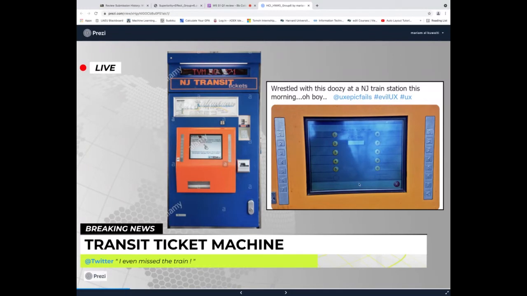Wait a second. Stop. What I want you to introduce to me is, hey, this is a machine that is in New York, and we chose it because it's so bad. Look at this. What is this machine? It's bad. Where is this machine? It's in New York train station. No, it's not in New York. It's in New Jersey. Do you know what New Jersey is? It's in the US.